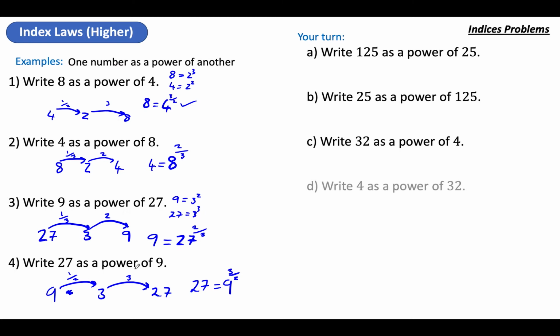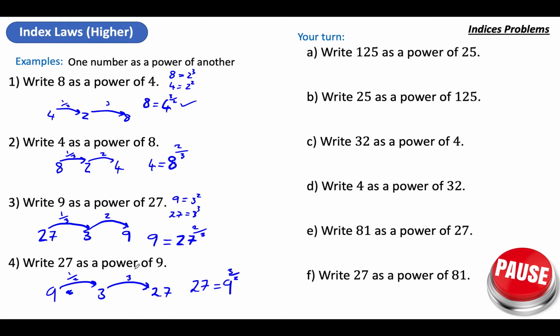As always, it's your turn. Quite a few to do here. Remember, just find that common base number, go down to that first, and then back up to the number you want. Pause the video, unpause when you're done. Well done, so quickly. You must have been working very hard.